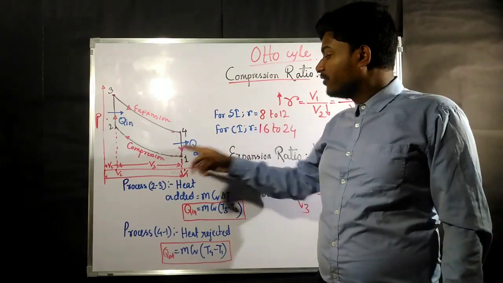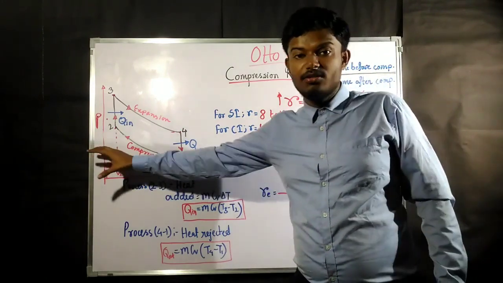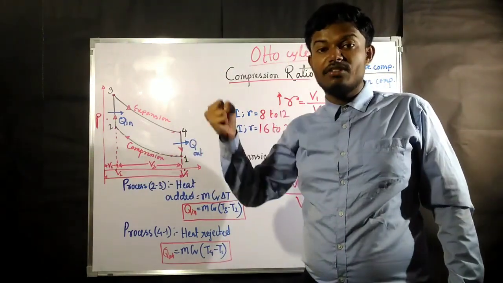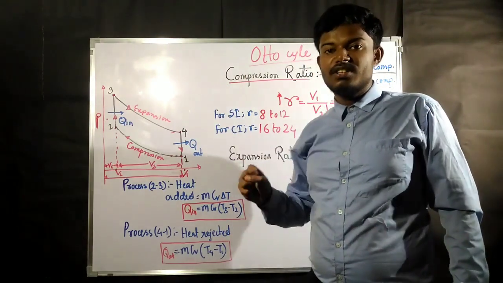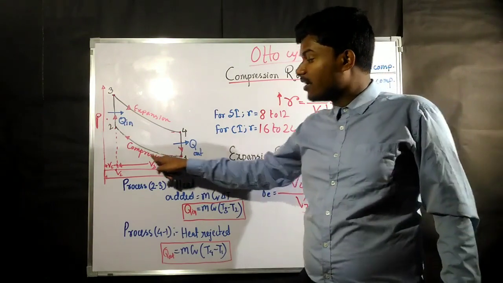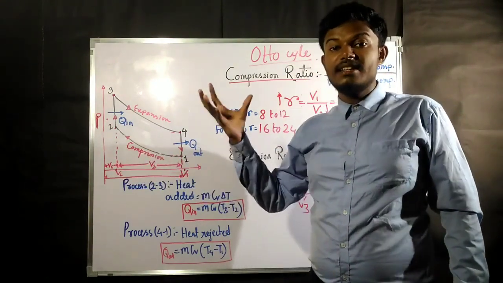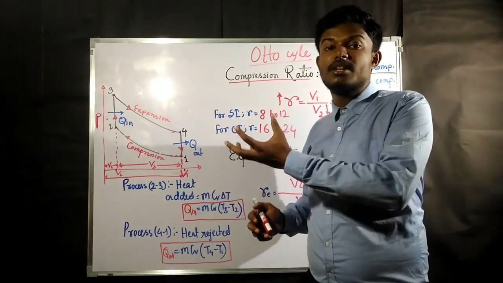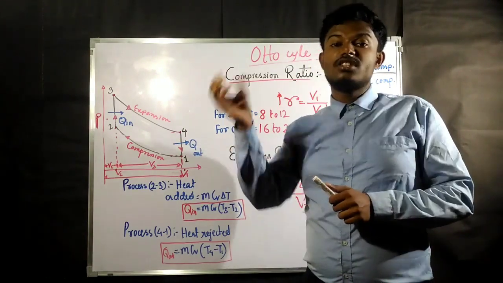Before reaching point 1, it is going to be open because the air fuel mixture is coming in, so mass transfer is going to take place. Again from 4 to 1, after that 1 it is again going to point 0. And in that process what is going to be there? The expansion, the exhaust is going to take place.